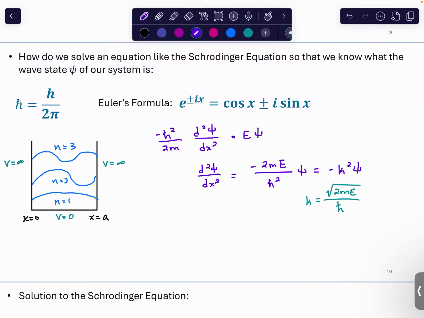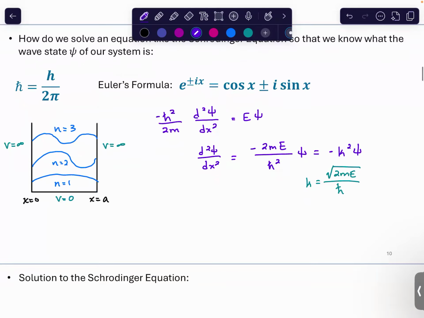Okay, so let's think about that. Now there's a lot we could do. For this one, I'm going to teach you how to use some logic instead of going through the characteristic equation and taking a lot of extra time. Now, what we're looking at here is the second derivative of some kind of function gives a constant times that function back.